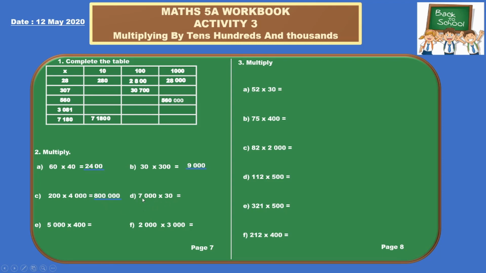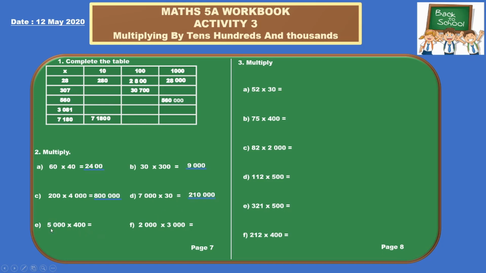Next, D, 7,000 times 30. Multiply 7 and 3 first. So 7 times 3 is 21. Count how many zeros? 1, 2, 3, 4. Then tag 4 zeros here. Then I arrange the whole numbers. The whole number. Then underline in blue.